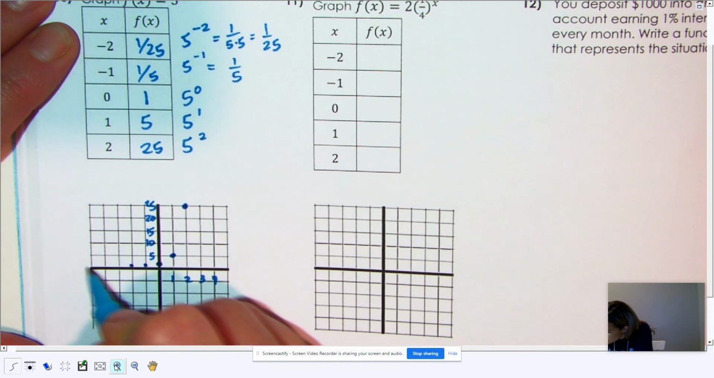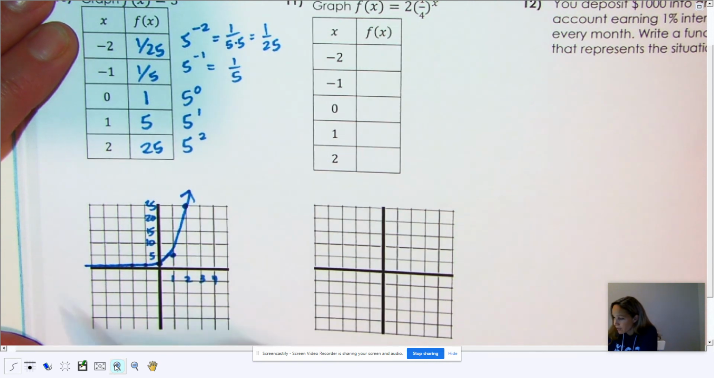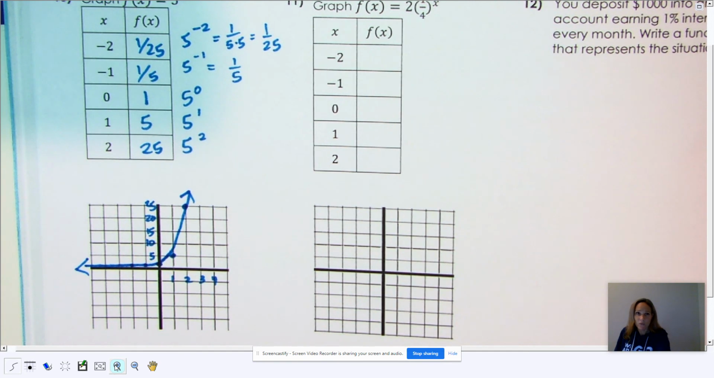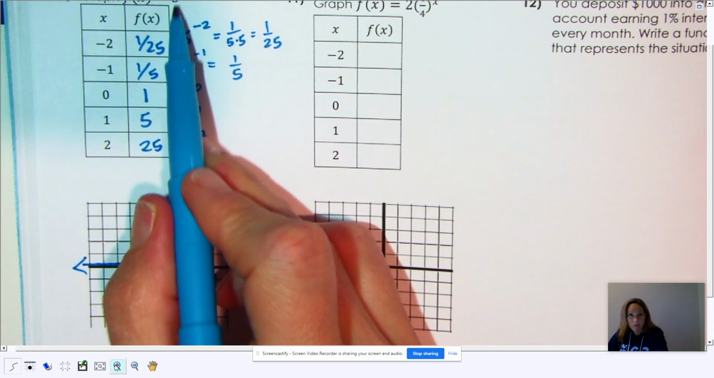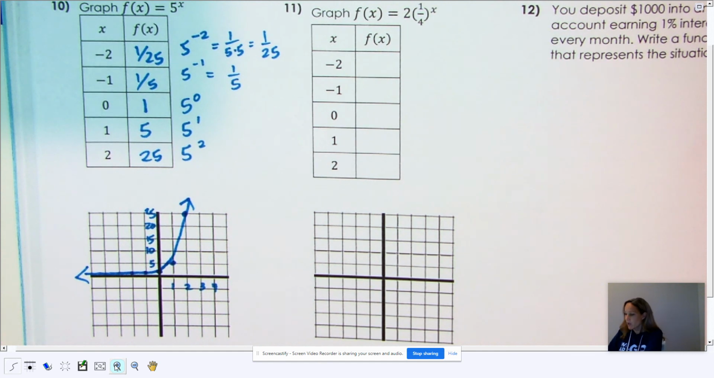So it's getting closer and closer and closer to that line of 0, but not ever crossing it. But that's what we have. It is indeed growth because this 5 is greater than 1. It's growing very quickly. That's why our scale here was so big.